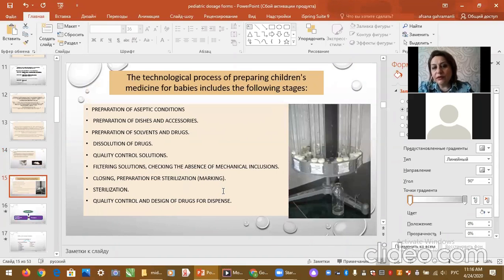The technological process of preparing children's medicine for babies includes the following stages. First, preparation of aseptic conditions, preparation of dishes and accessories, preparation of solvents and drugs, quality control of solutions, filtering solutions, checking the absence of mechanical inclusions. We can do it visually and by instrumental experience. Closing, preparation for sterilization, marking, sterilization, and quality control and design of drafts for dispense.